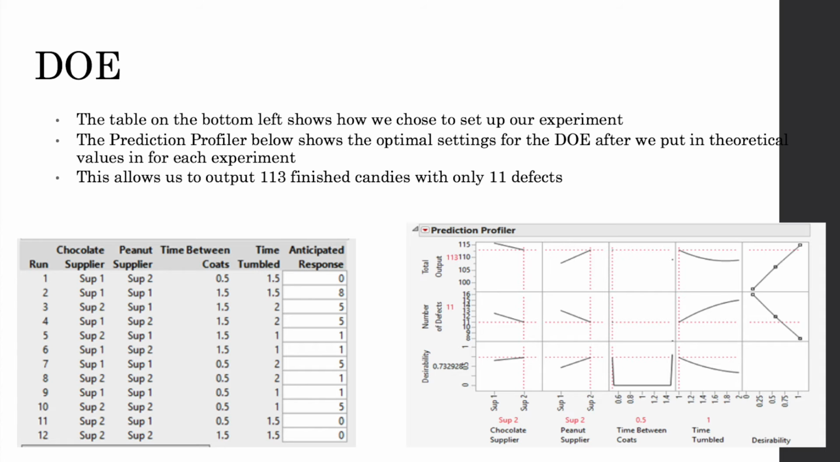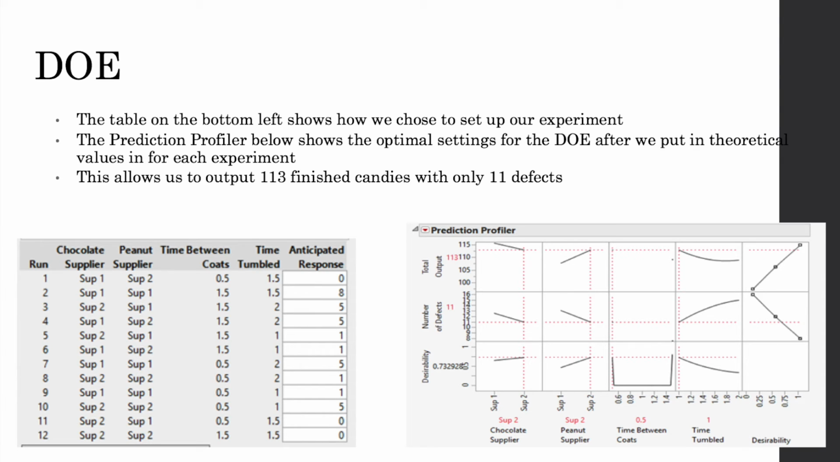And then the table on the right is the results of our experiments. In between these 2 steps, we had to make up our own data for the results of these experiments, because obviously we can't actually run these experiments at the M&M facility. So we just had to make up our own results. And our 2 responses were total output and number of defects.